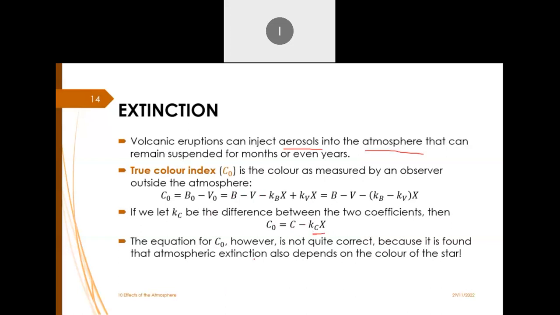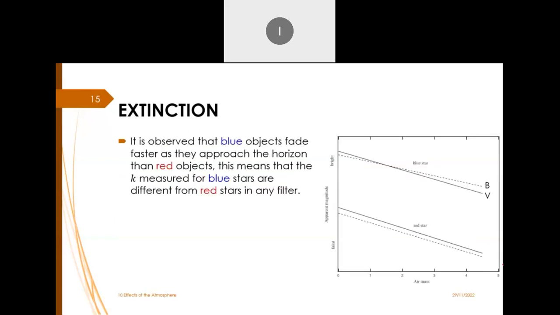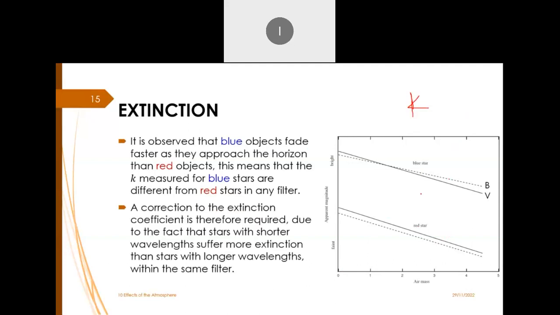However, the equation for C naught is not quite correct, because it is found that atmospheric extinction also depends on the color of the star. Now it is observed that blue objects fade faster as they approach the horizon compared to red objects. This means that the K measured for blue is different from red in any filter. So there is a K dependence on the color of the star, and a correction to the extinction coefficient is therefore required.